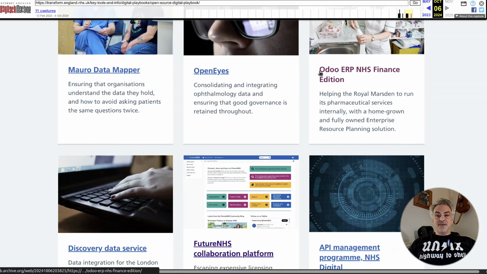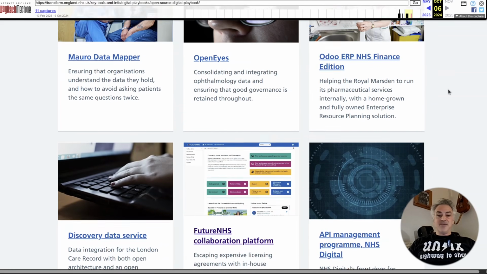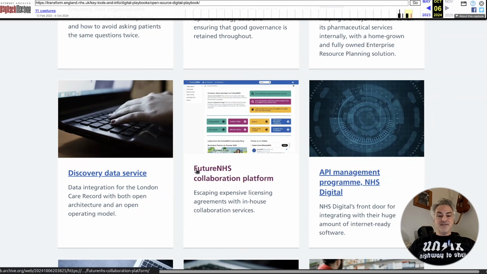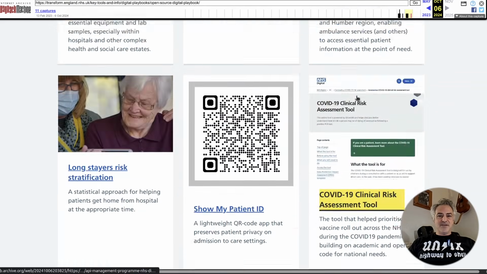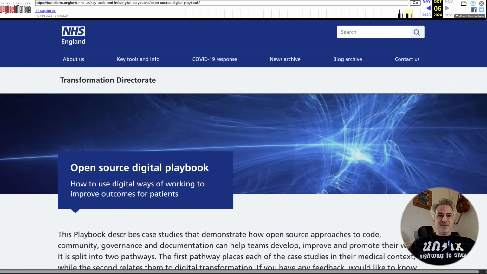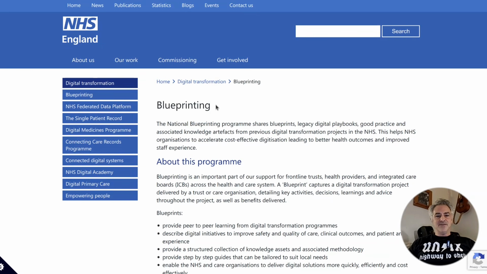We've got Odoo, which is an ERP platform. Interestingly, the future NHS collaboration platform is down here, and that didn't quite pan out. So some of this stuff that's in here might have actually been jumping the gun a bit, because I don't think these all panned out. But long story short, the entire page is gone, and it's now pointing to global digital exemplar blueprinting, which is something that's really from 10 years ago.